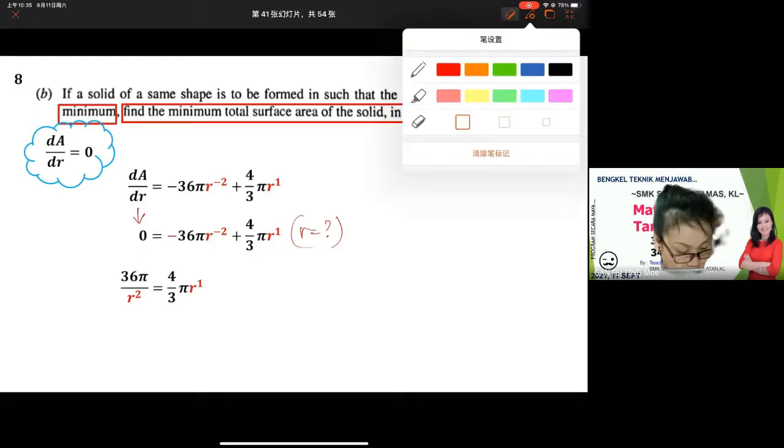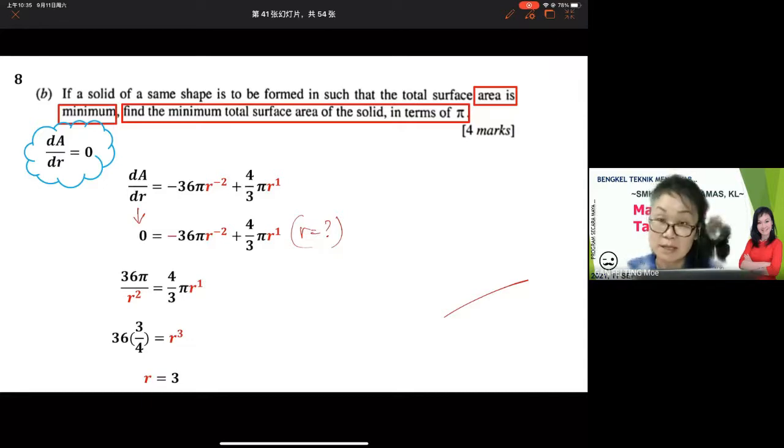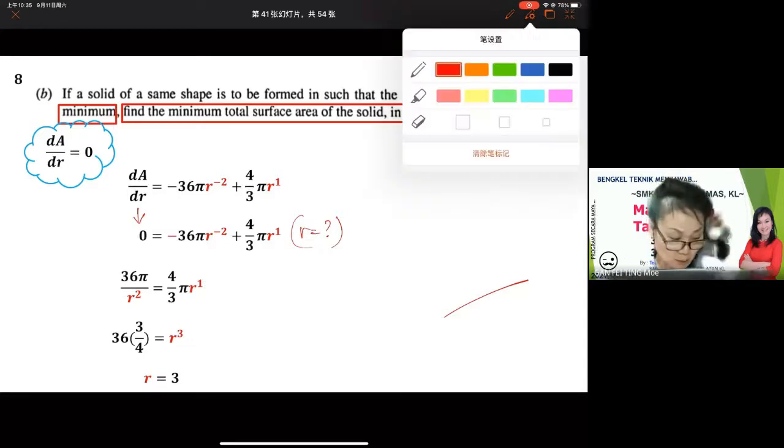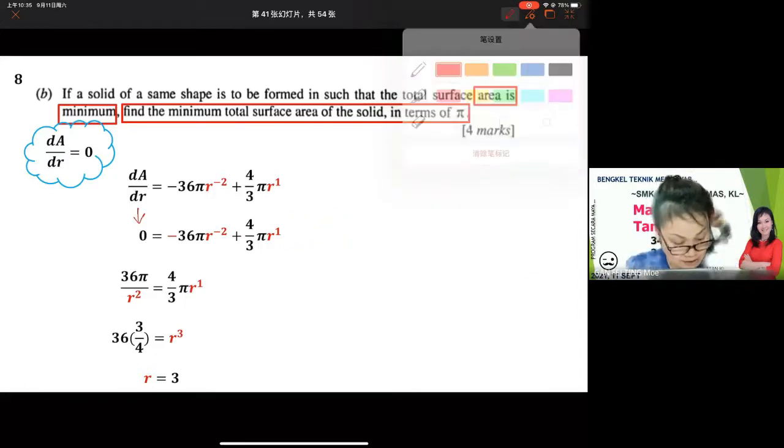Okay, so then after that, I continue with my working here. So I get my R equals to 3. Have I finished my work? Do you think I have finished my work? Is the work finished or not? Answer the question.